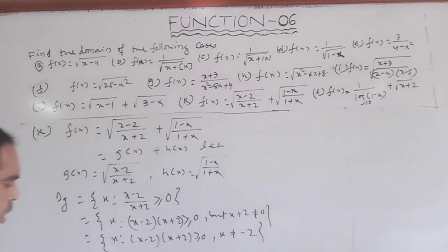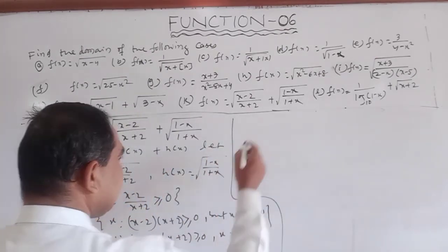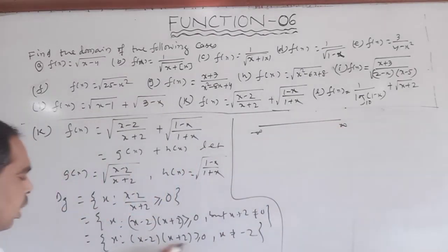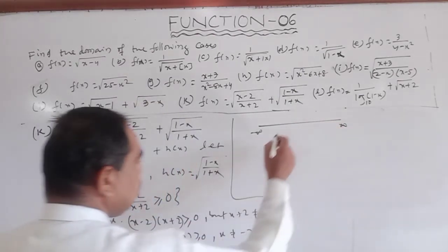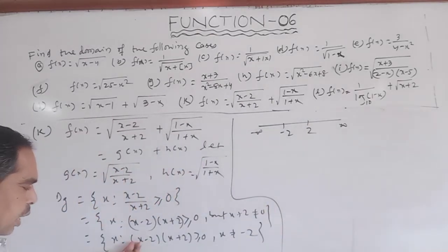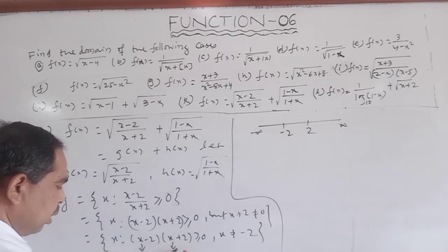So draw the number line, from minus infinity to plus infinity. If it is 0, then x is equal to minus 2 or 2. This is minus 2 and plus 2. So what is the sign of the expression here? Plus. And here? Plus. So plus into plus is plus.